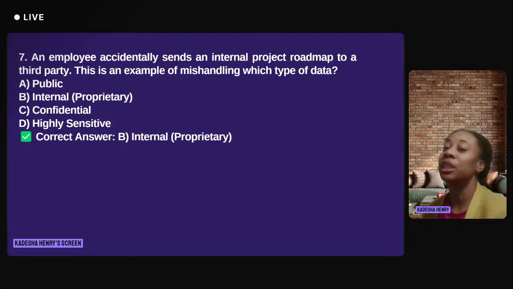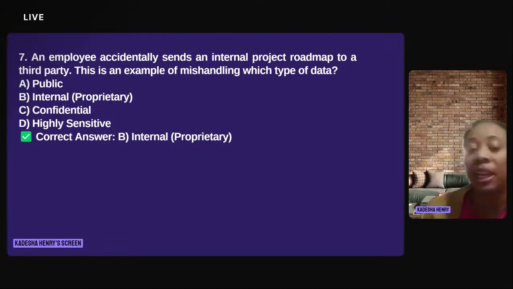And this is the reason. They accidentally sent it. If this data was encrypted, if this data was secure, then the person who got the data would not have any use for it.